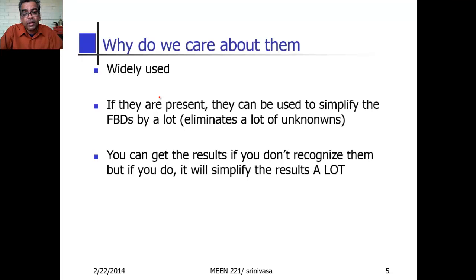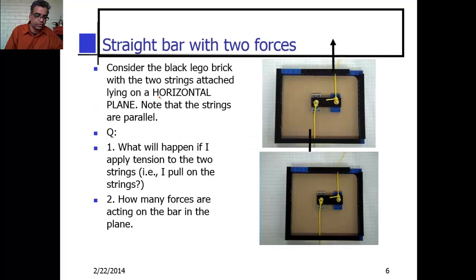So what do we gain? Why do we care about them? Because they are widely used. They are very efficient at transmitting forces. If you apply forces at only 2 points, that's the best way to transmit them. If they are present, they can be used to simplify the free bodies by a lot. You can get the results even if you don't recognize them. Suppose you didn't realize it, nothing will happen. This is a shortcut, useful because it will simplify the results by a lot. So you get quite a bit for a small amount of effort. That's why we are putting some effort into this.